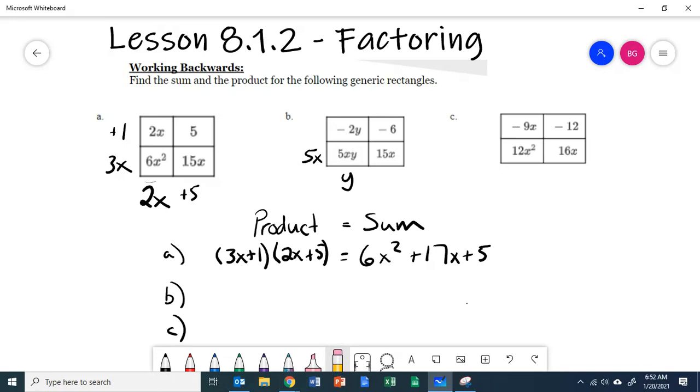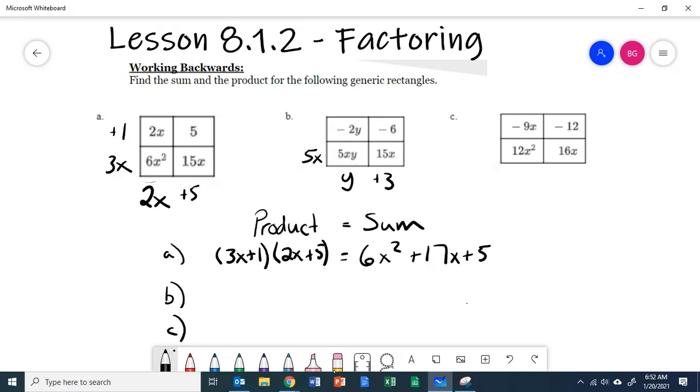Now go about your rows and your columns here. So I'm going to go 5x times what? I'm going to go for that bottom right one. So 5x times what is 15x? Well, you should be like, well, 5 times 3 is 15. So I'm going to put a plus 3 because it's got to be positive. Okay, and then I already have an x on that 5, so I don't need that x on the 3, because 5x times 3 will get me 15x.